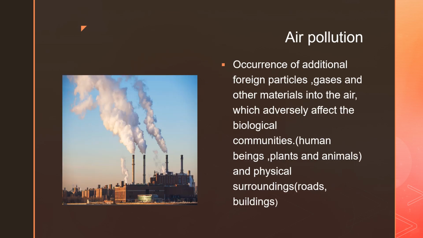Now, what is air pollution? Air pollution may be defined as the occurrence of additional foreign particles, gases and other materials in the air which adversely affect the biological community. So what are the biological communities? We human beings, plants and animals are the biological communities, and the physical surroundings are the roads, buildings and all.